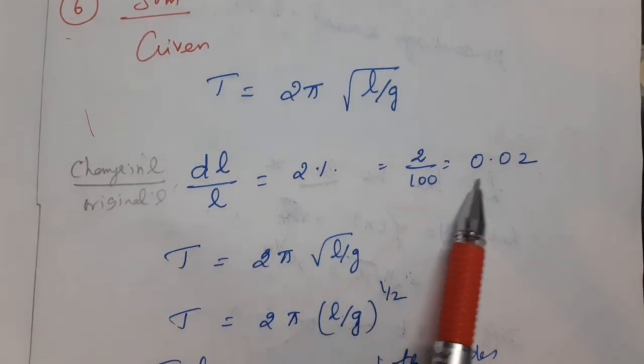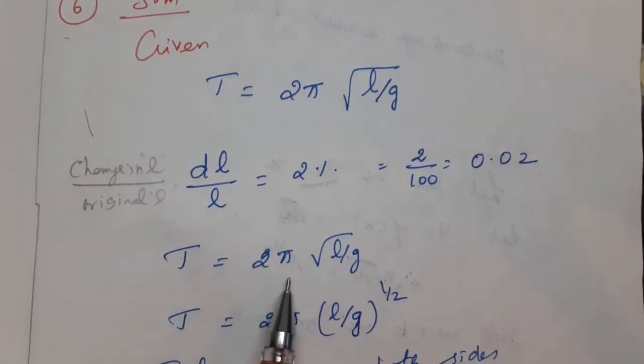2 by 100, that is 0.02. Now T equal to 2π into root of L by G. T equal to 2π into (L by G) whole power 1 by 2. Taking the square root, you put it in the power 1 by 2.